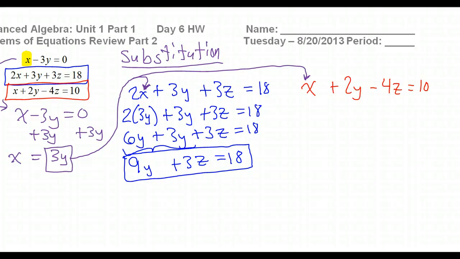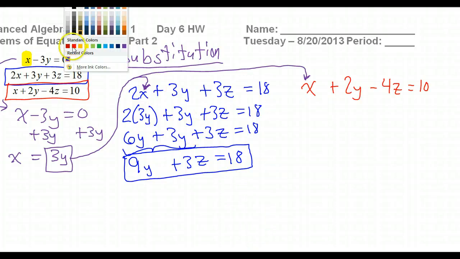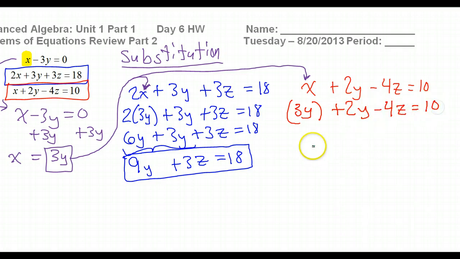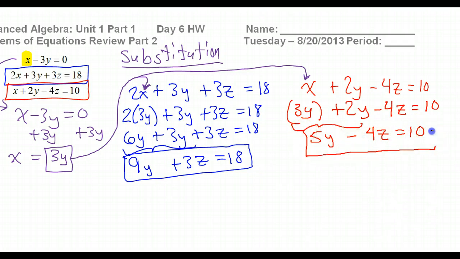Let's do the red equation now. So switching to red, again I'm substituting 3y for x. So that's going to give me 3y plus 2y minus 4z equals 10. So putting these like terms together, that's going to give me 5y minus 4z is equal to 10. Look, that's as far as I can go with that equation. So I'm going to go ahead and put a box around that and use it later.